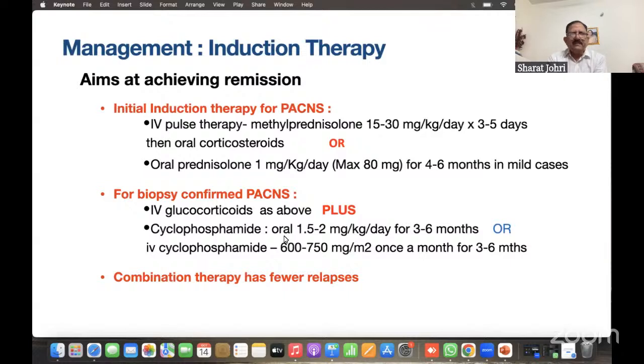For biopsy-confirmed cases, we can use a combination of IV glucocorticoids plus cyclophosphamide. The relapse rate with combination therapy is much less than with steroid therapy alone. But the problem is the side effects of cyclophosphamide, so it should be given only in biopsy-proven cases. Otherwise, steroid is the mainstay for achieving remission.